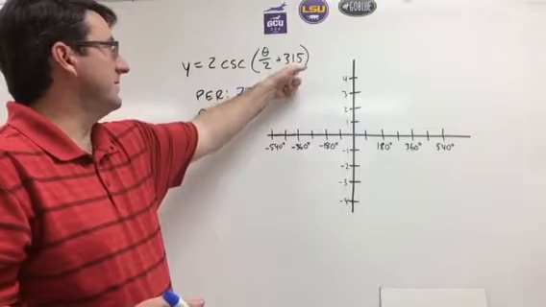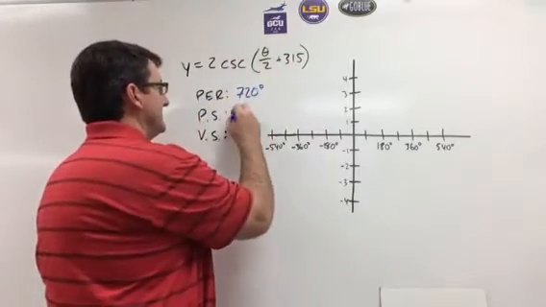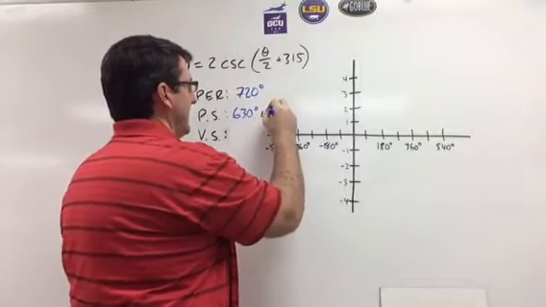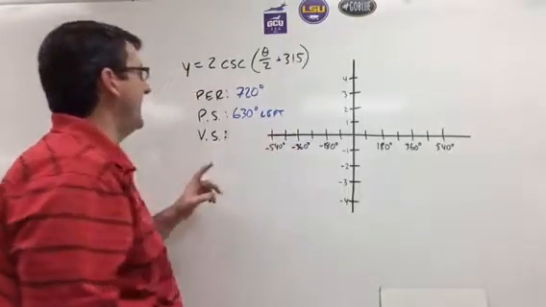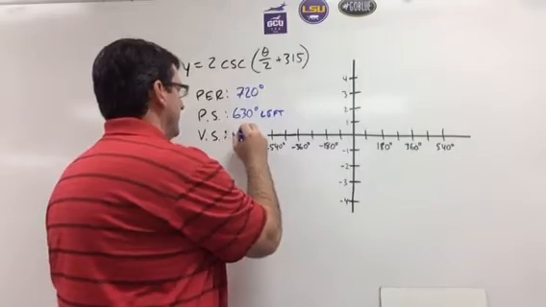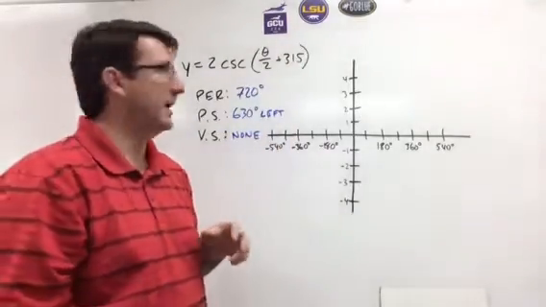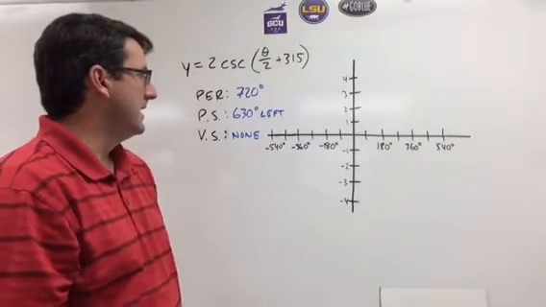The phase shift is going to be 315 divided by 1/2, which is 630. And since we're adding, this is going to the left. And then the vertical shift, there is none on this. We're not adding or subtracting anything outside the parentheses here.